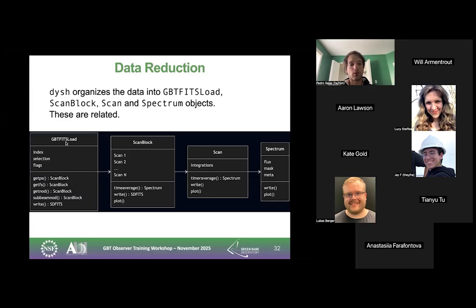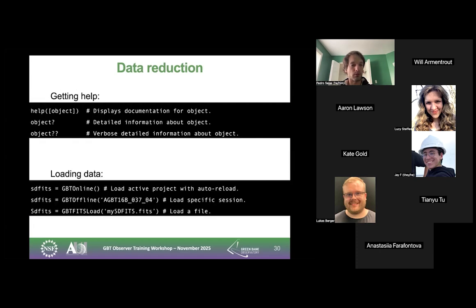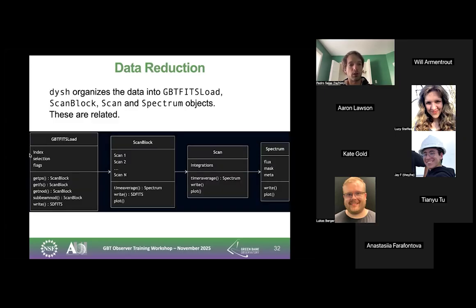So we will have the data in our SDFITS, we call it, which is basically this GBTFITSLoad object we were speaking about before. Even though they have different names, they all return what we call this GBTFITSLoad object, which contains an index, a selection, and flags.